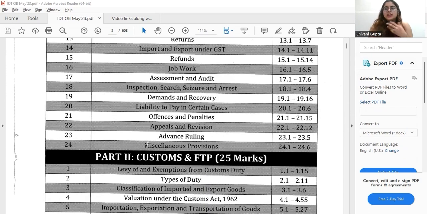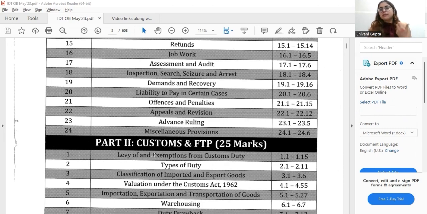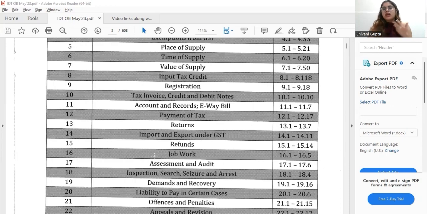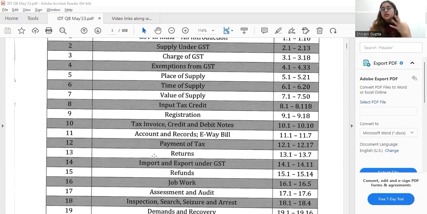It's so easy. In customs and FTP, I have compiled some videos for you, because customs and FTP is something new which you haven't read in CA Inter. Many people are regularly involved in return filings and some of the basic things of GST, so they have the knowledge of that. But in customs and FTP, people don't have practical work, so somehow it's difficult. But I believe that you should not skip it because we have a 75 to 25 marks weightage: 75 for the GST part and 25 for customs and FTP.